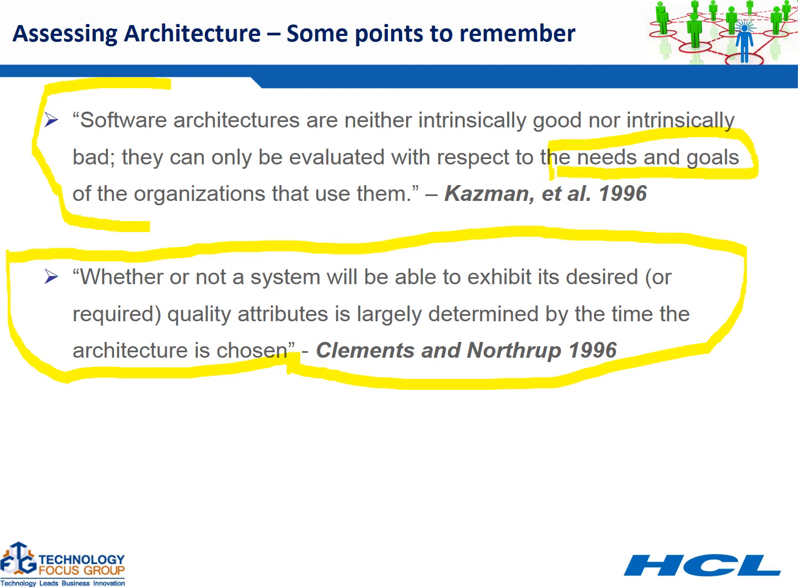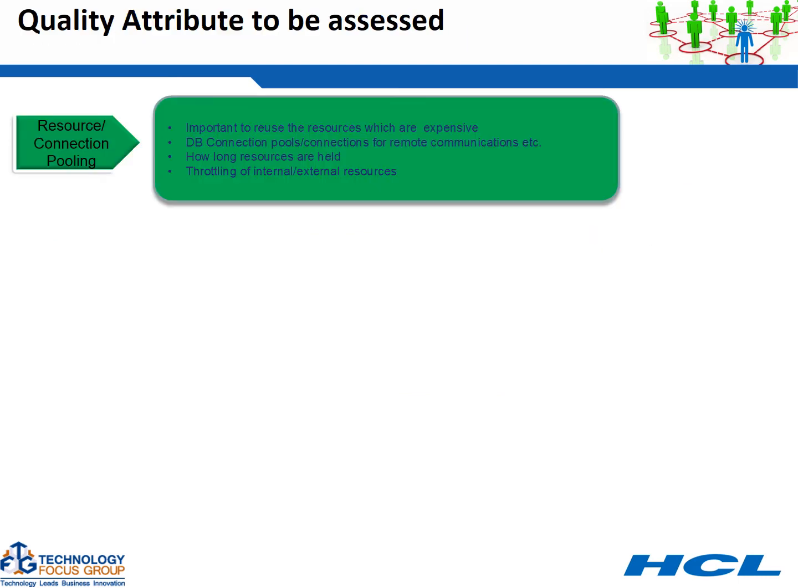If you choose a wrong architecture, in later stages of your software development life cycle, it may be very late to correct something because the architecture decisions you made might not be correct. So keep that in mind when you're designing. So the first important quality attribute would be the resource and connection pooling.